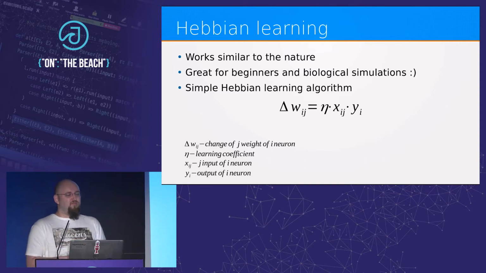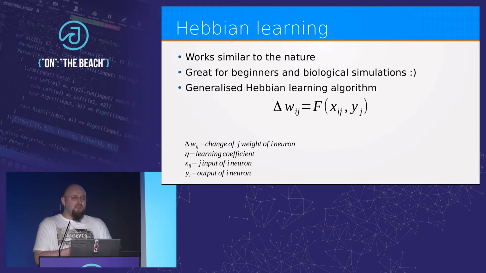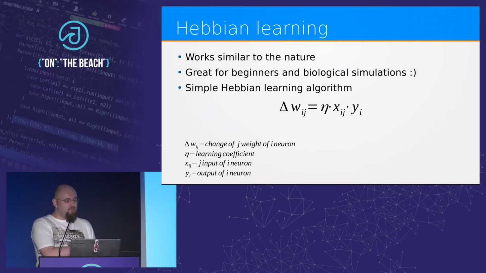So the professor also foresaw that. So he created a generalized Hebbian learning algorithm when he said, okay, so the change of weight should be a kind of function between input and output. But you should check which function works best for your neural network. So today, to show you where the pitfalls of that kind of learning are, we'll focus on the simple Hebbian learning algorithm.